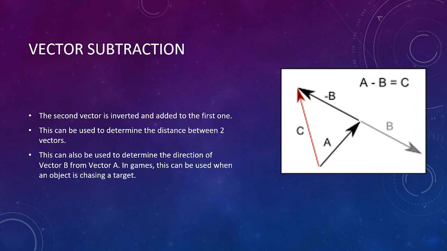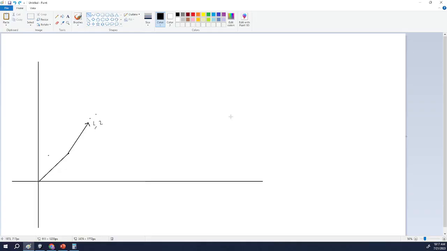Vector subtraction is a completely different thing. The second vector is inverted and added to the first one. This can be used to determine the distance between two vectors. It can also be used to get the direction of vector B from vector A. So in games, this can be used when an object is chasing a target. So what does that look like?